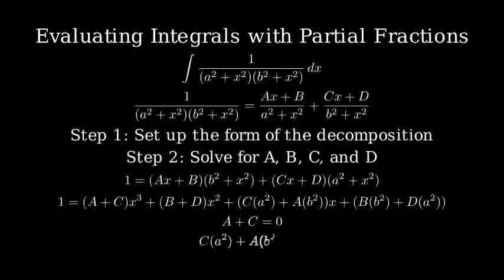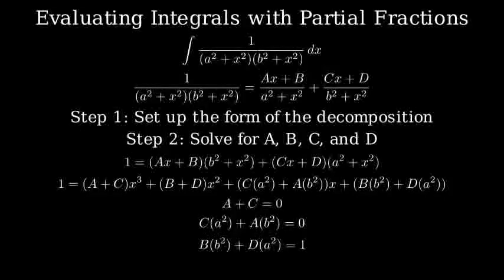Now that the right side has been expanded, we'll use coefficient matching to solve for A, B, C, and D. Since there's no x cubed nor a linear x, those coefficients must each equal 0. Thus we have, and we'll also set the constant term equal to 1. So notice that the first two equations can be solved for A and C.